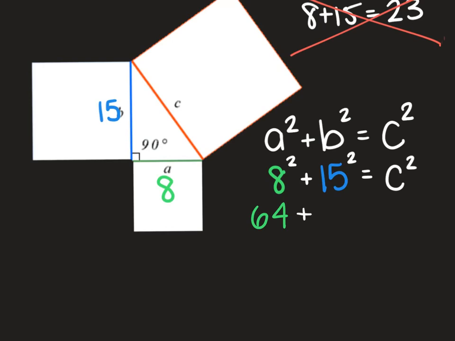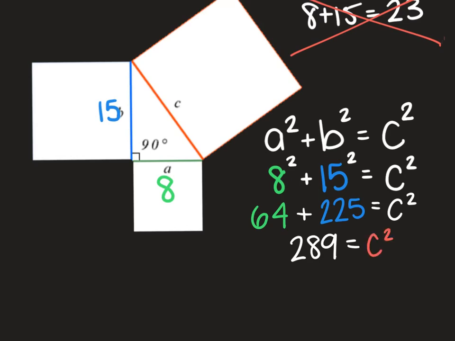B squared, 15 times 15, is 225. And all of that's going to lead us to what C squared equals. All right? So 64 plus 225 is 289. So 289 equals C squared.